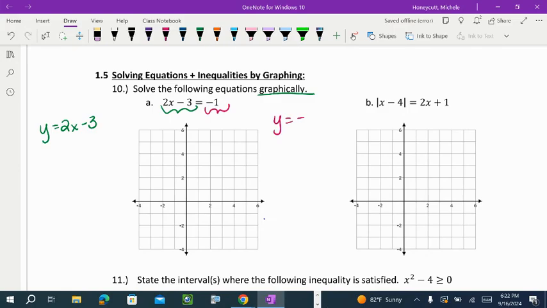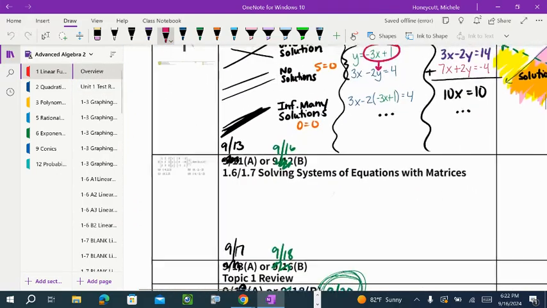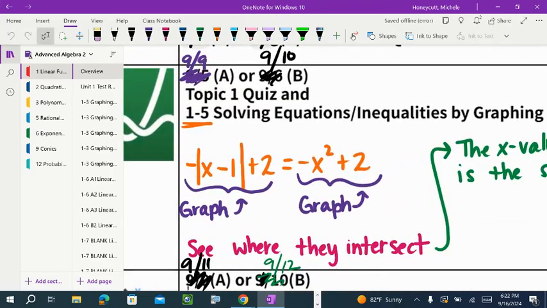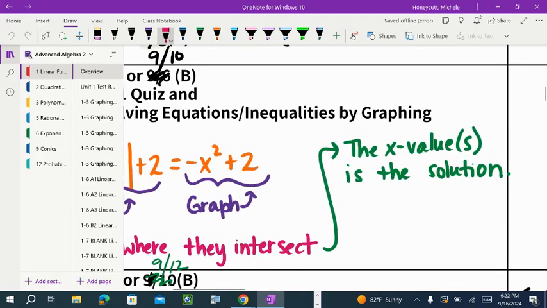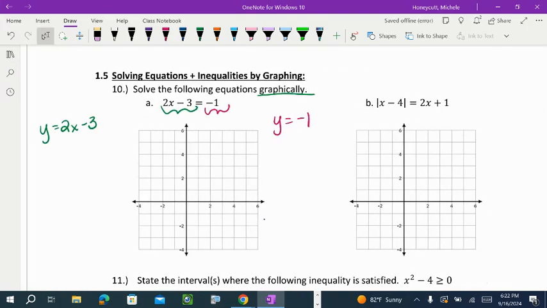As a reminder, we did this in section 1.5, where you had an equation and you graphed both sides. You want to see where the two intersect, and you're going to give the x value as the solution because the equation only has x's in it. So back to this one.